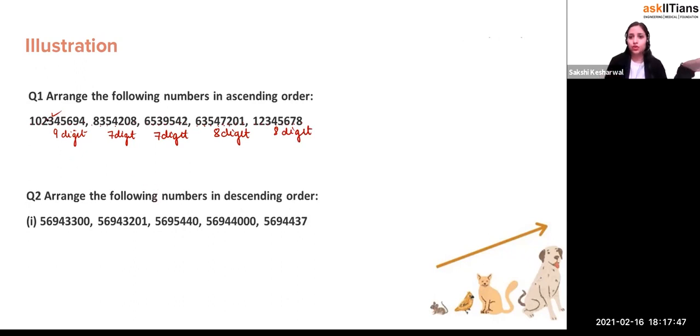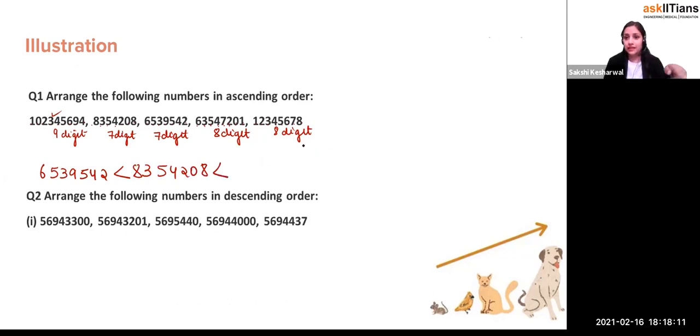So definitely this is going to be the highest, right? Ascending order means what? From the smallest to the largest, right? So now you have to compare between the 7 digit numbers, and the 8 digit numbers. 100% 6, 5 is lesser. So we write 6, 5, 3, 9, 5, 4, 2, and this one is greater. So it will be 8, 3, 5, 4, 2, 0 and 8, right?